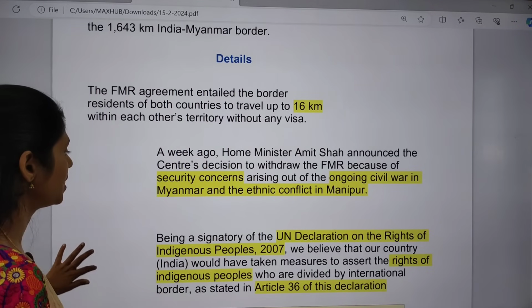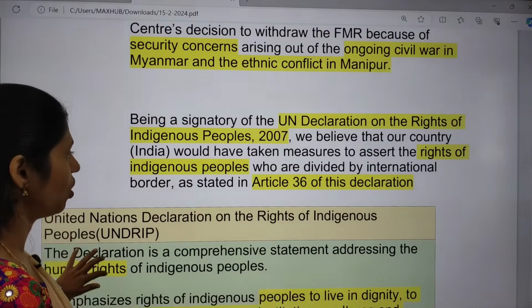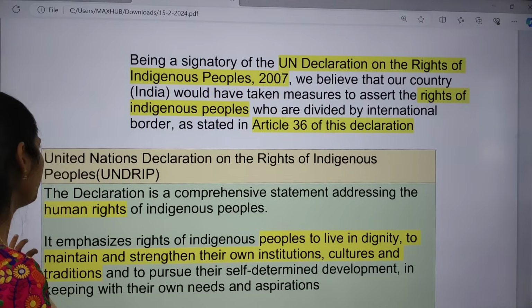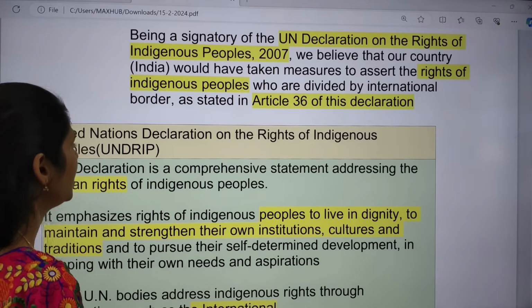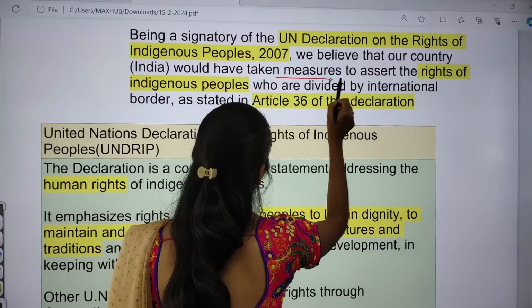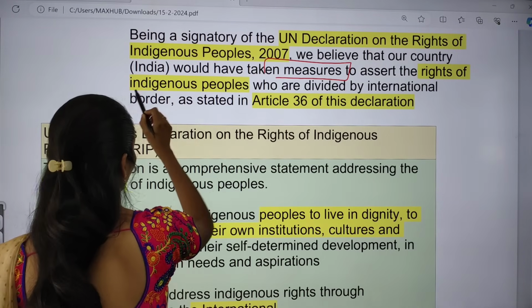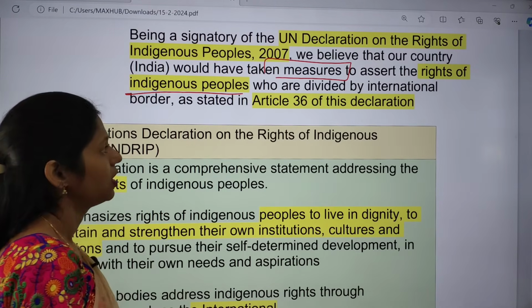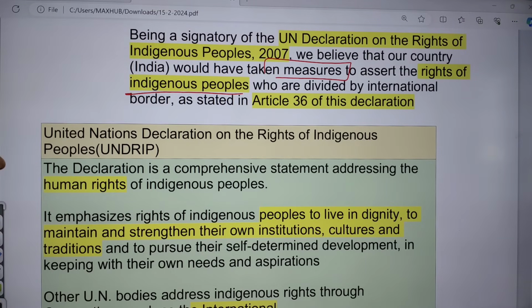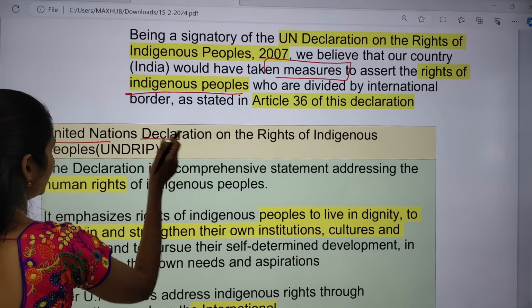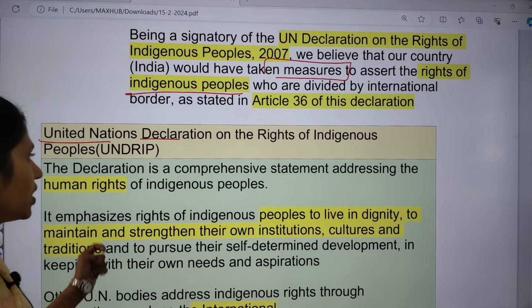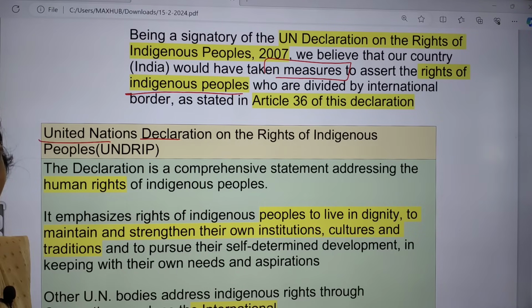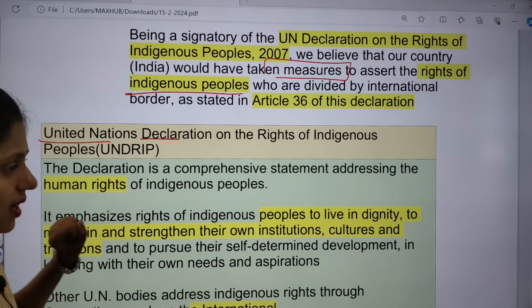Being a signatory of the United Nations Declaration on the Rights of Indigenous Peoples 2007, this article finally says that the central government is taking measures to assert the rights of indigenous people. Okay, so this is what is mainly said. And now let us see some facts regarding this United Nations Declaration on the Rights of Indigenous Peoples.